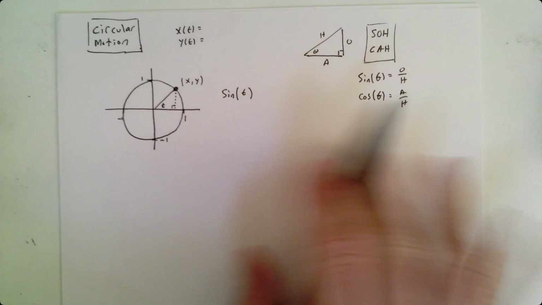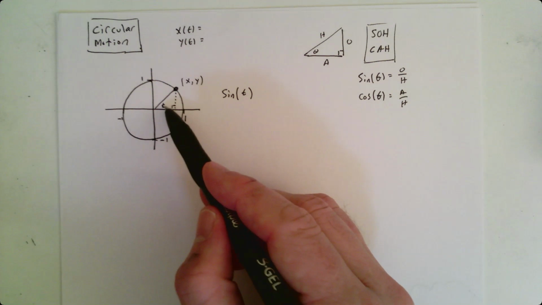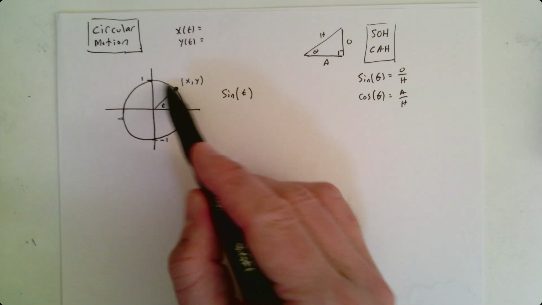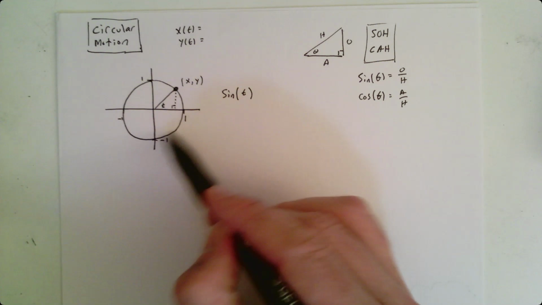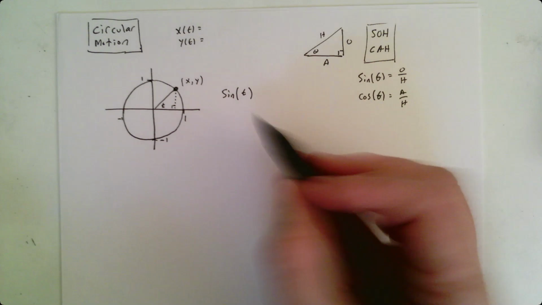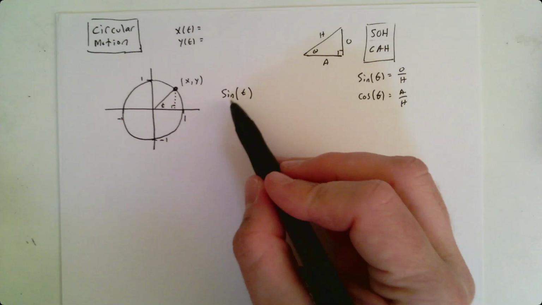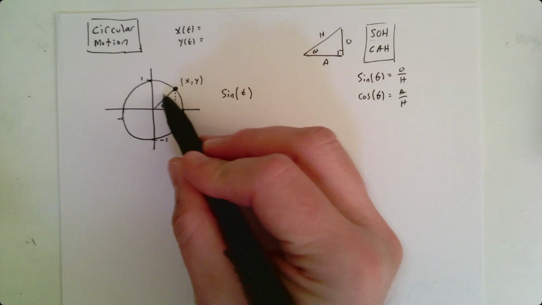We should actually be working in radians, but right now I just want you to feel comfortable with the idea that as time goes up, my angle is going up, and so I want to describe the xy coordinates of a point that's going around the unit circle. Okay, so let's apply the idea of SOHCAHTOA. Sine of that angle should be the opposite side over the hypotenuse.